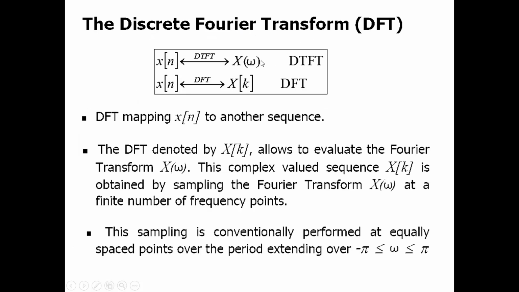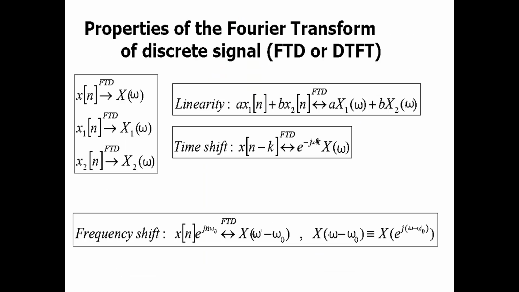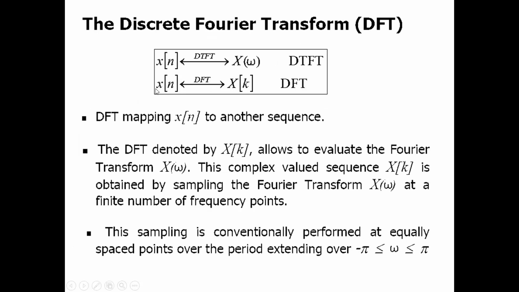Let us now come to the discrete Fourier transform. For the discrete time Fourier transform, we have already seen that if a sequence is given, we take its DTFT and it will be equal to X of small omega. But this is a continuous variable. If you take the magnitude response here, it is a continuous variable. But if you sample this continuous variable, you get what we call the discrete Fourier transform. That means if you sample the DTFT of a signal, you get the DFT.